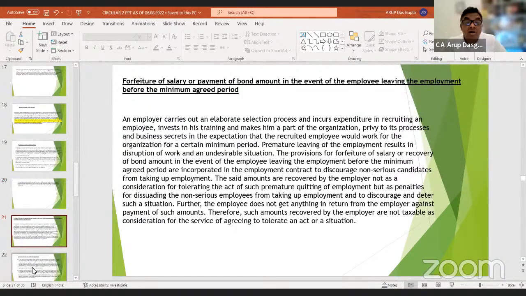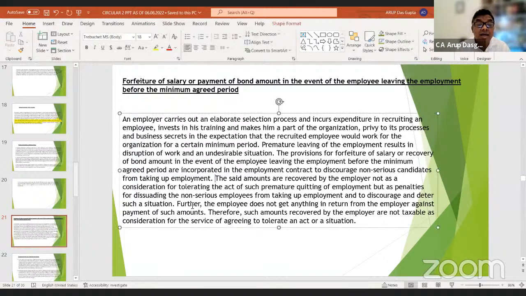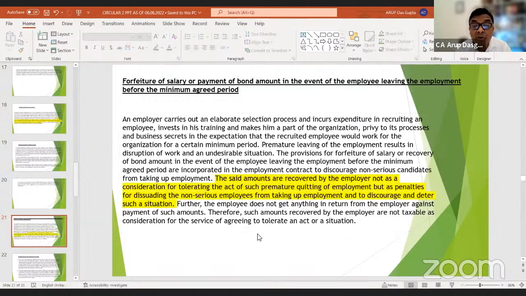Next is the forfeiture of salary or payment of bond in the event of an employee leaving the employment before the minimum period. So what has happened? Mr. X was there for 2 years, and he has suddenly left the company, say within 6 months. In this case, the company has recovered the bond amount from the particular person. It has been clarified that the said amounts are recovered by the employer not as a consideration for tolerating the act, but as penalties for dissuading the non-serious employee from taking up employment and to discourage and deter such situations.